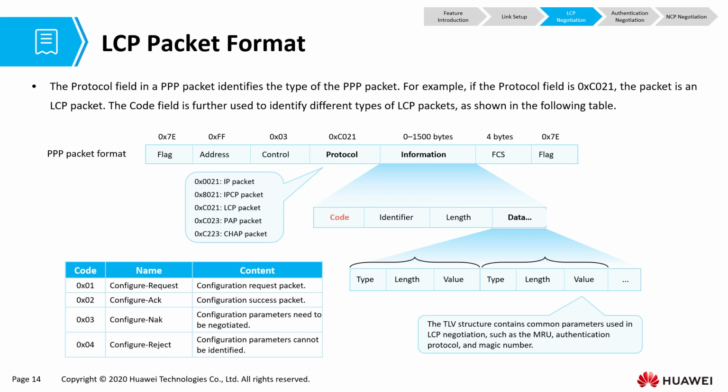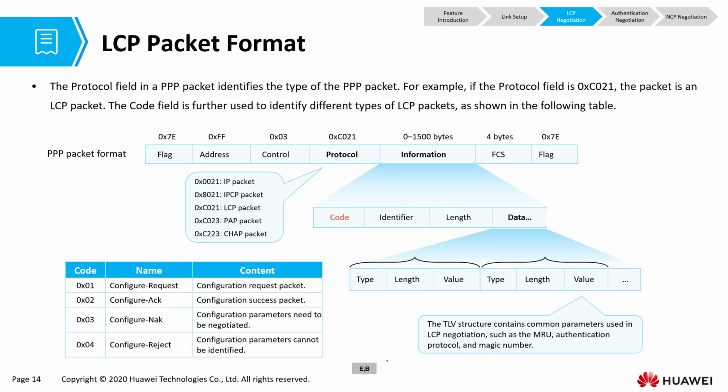So this is the LCP packet format, and those are the meanings of the different values. The code field can contain 1, 2, 3, or 4. Now 1 is for a configure request, which is a configuration request packet, and 2 is a configure ACK, which is a configuration success packet, which one device sends to the other device, telling it the configuration has been a success. The configure NAK means configuration parameters need to be negotiated, and the configure reject is a way of saying, I cannot identify what you're saying.